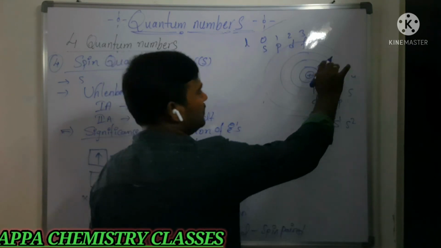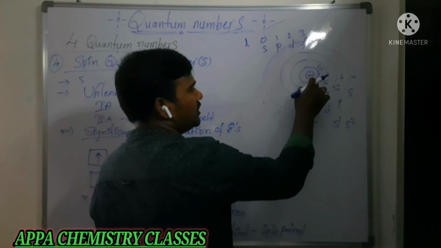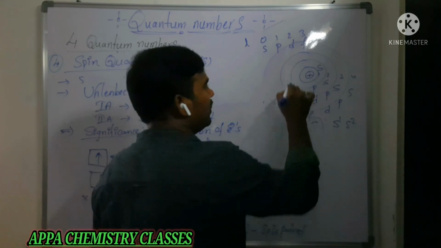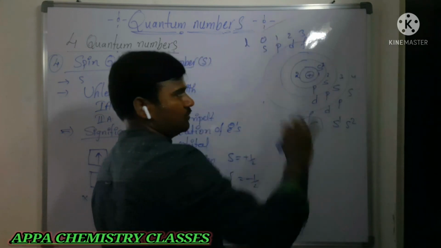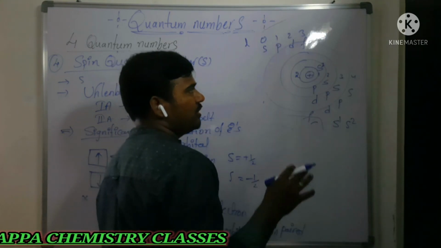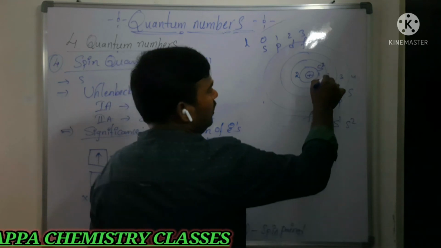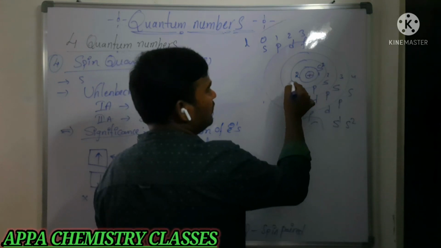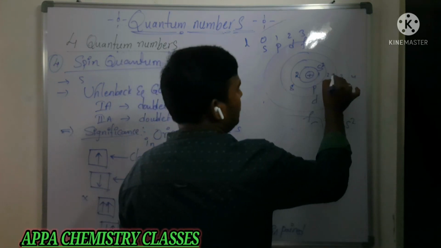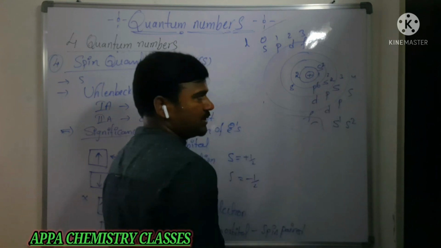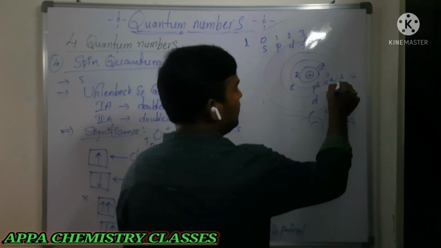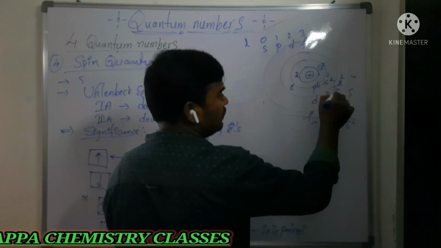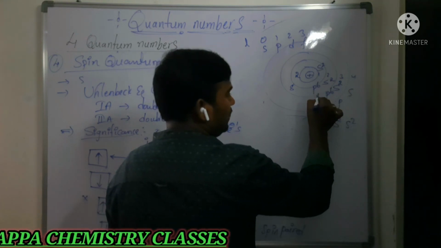Now I am going to represent this. In the first energy shell, the maximum number of electrons we can fill is only 2, and those 2 electrons are present in the s subshell. The maximum capacity of the s subshell is 2. In the second energy shell, the maximum is 8: 2 in the s subshell and 6 in the p subshell. In the third energy shell, the maximum is 2 in s, 6 in p and 10 in d.